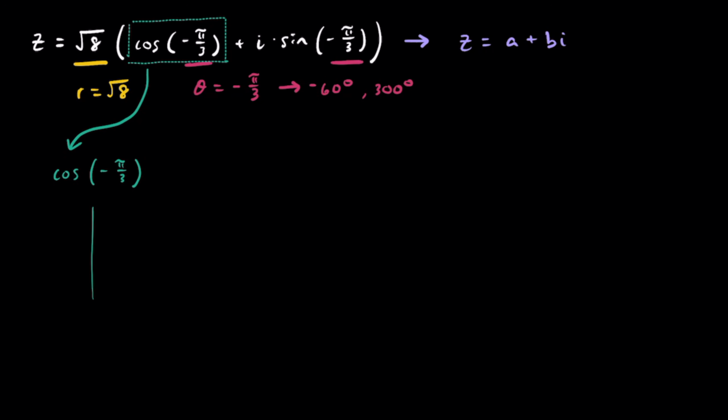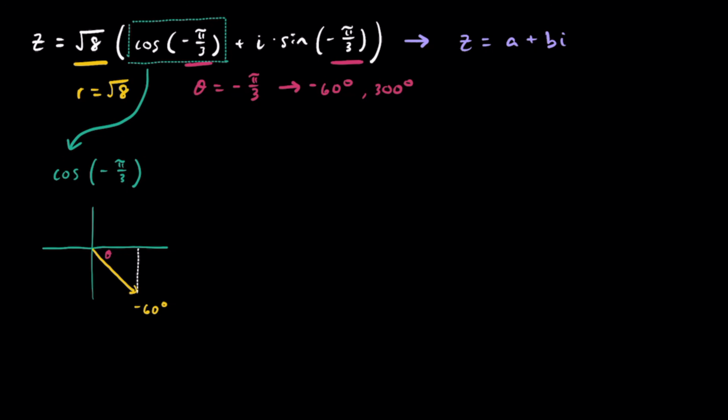Now just to double check where this is, this negative pi over 3 is going to be down here in quadrant 4, and right about here maybe, right? So that's going to be negative pi over 3. And if it helps you to think about this in degrees, this is negative 60. So there's our theta, and let's see if we can find cosine of it.